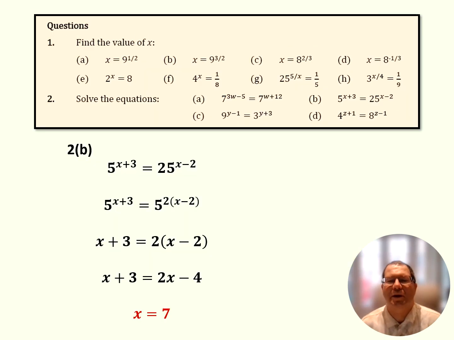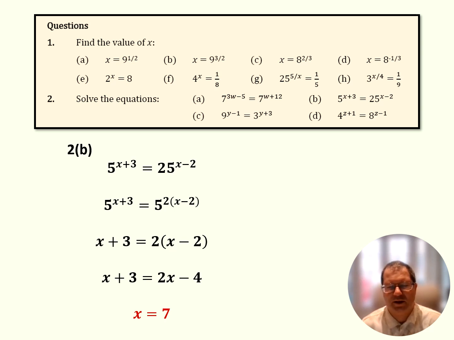So question 2b asks us to solve the equation 5 to the power x plus 3 is equal to 25 to the power x minus 2. Now, in order to do that, it would be really helpful if we had the same bases, and 5 and 25, of course, are not the same number, but conveniently 25 is equal to 5 squared. So if we replace 25 with 5 squared, we have 5 to the power x plus 3 and 5 to the power of 2 lots of x minus 2, which in turn implies that x plus 3 must be the same as 2 lots of x minus 2.